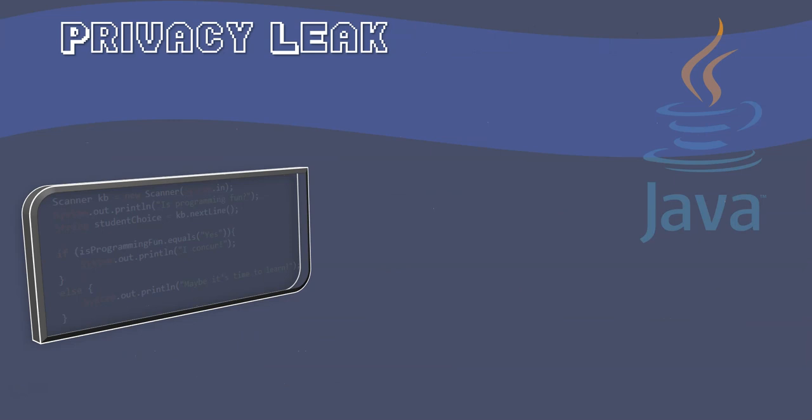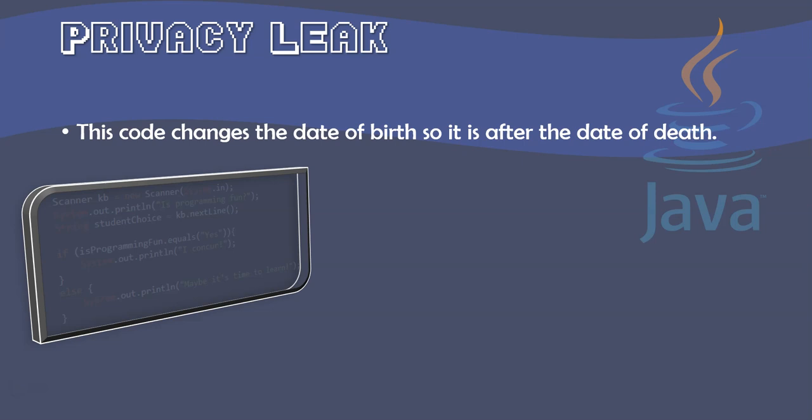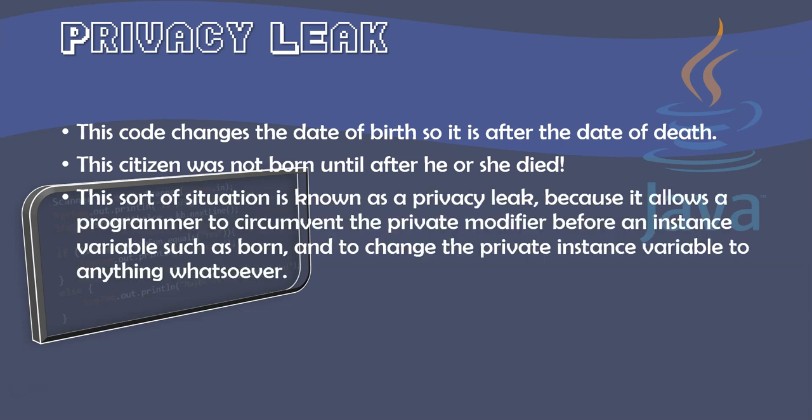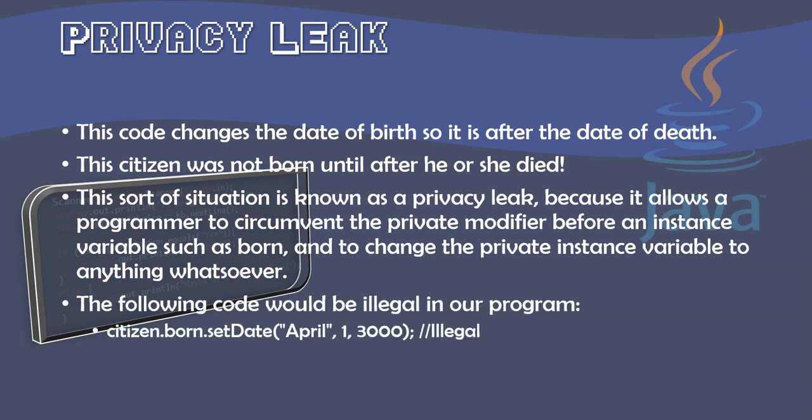Well, as we mentioned, we have a privacy leak here. The code here changes the date of birth so it's after the date of death. The citizen, therefore, is not born until after he or she has died, which, of course, is problematic. This sort of situation is what we can refer to as a privacy leak because it allows a programmer to circumvent the private modifier before an instance variable, such as born, and to change that instance variable to anything whatsoever. So, even though we might have if-else statements in place to make sure those are working, this privacy leak allows you to bypass that. So if we had code such as the following, this would be technically legal: citizen.born.setDate(April 1st, 3000).